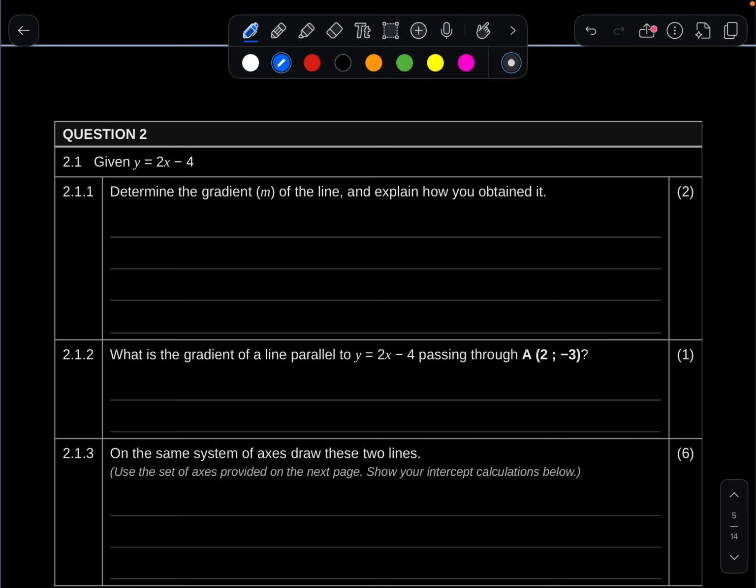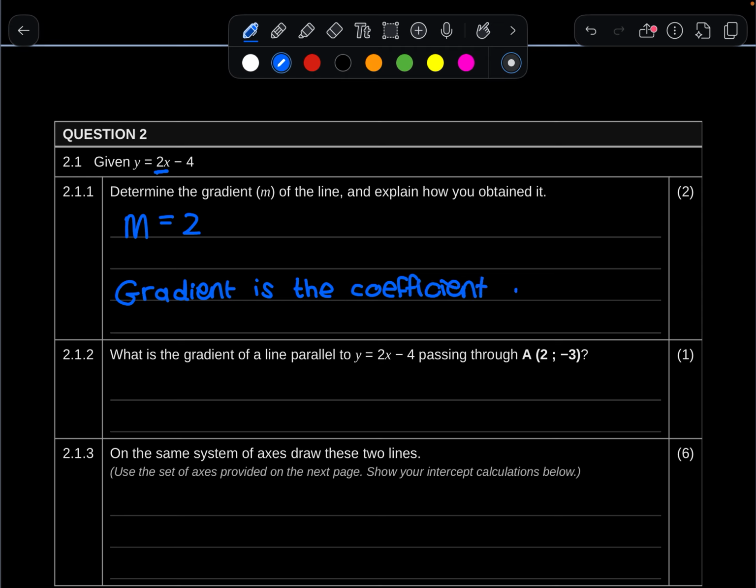Given y is equal to 2x minus 4, determine the gradient m of the line and explain how you obtained it. Okay, so the gradient of this line m is just 2, because the gradient is the coefficient of x. The gradient of the line is always just the number in front of the x there.